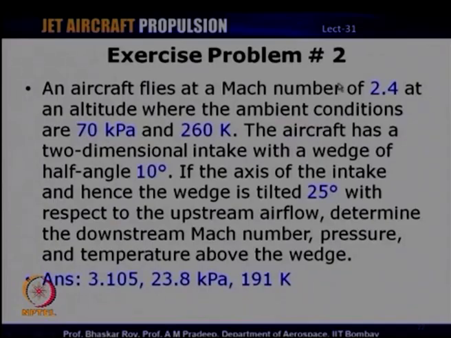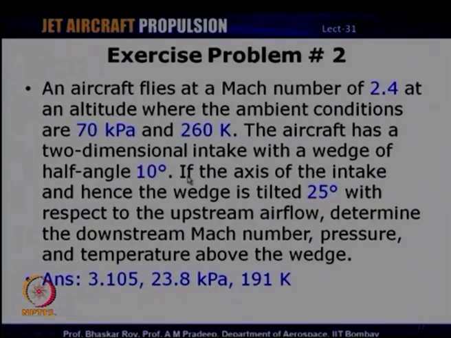The second question is, an aircraft flies at a Mach number of 2.4 at an altitude where the ambient conditions are 70 kilopascal and 260 Kelvin. The aircraft has a 2-dimensional intake with a wedge angle of 10 degrees. If the axis of the intake and hence the wedge is tilted by 25 degrees with respect to the upstream airflow, determine the downstream Mach number, pressure, and temperature above the wedge.